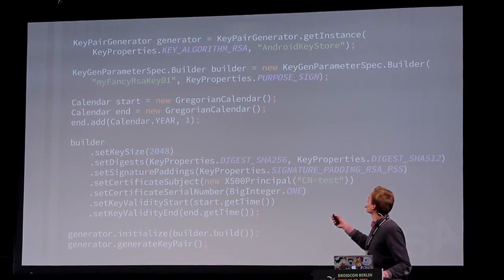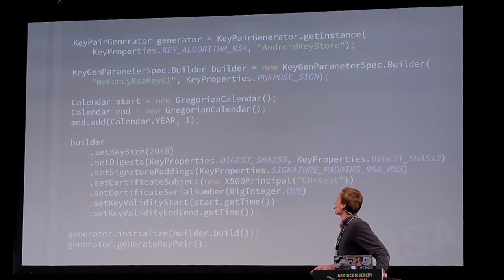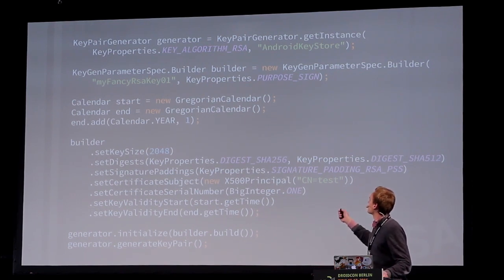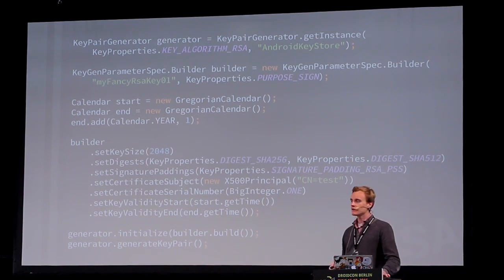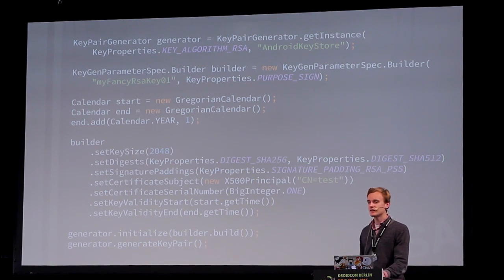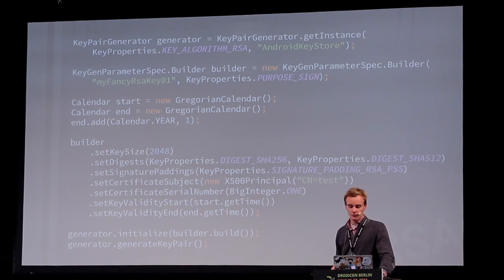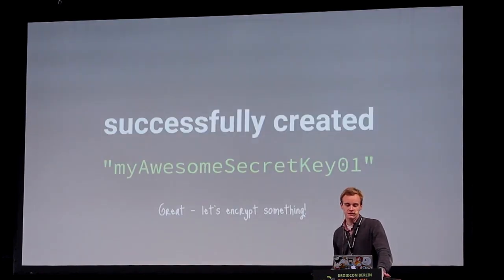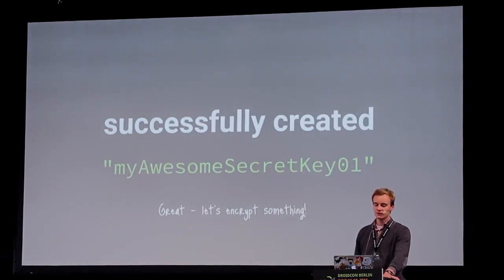The equivalent for an RSA key would look like this. It's just the same, except that we have the key property for key algorithm RSA, and the key property purpose sign, and a calendar for start and end date, because every key inside the keystore needs a valid certificate, and it creates it on its own, but you can replace it with a signed certificate from the certificate authority later. So after that, we successfully created my awesome secret key 01.